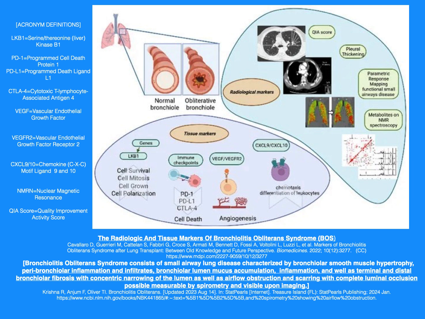The radiologic and tissue markers of bronchiolitis obliterans syndrome. Bronchiolitis obliterans syndrome consists of small airway lung disease characterized by bronchiolar smooth muscle hypertrophy, peribronchiolar inflammation and infiltrates, bronchiolar lumen mucus accumulation, inflammation, as well as terminal and distal bronchiolar fibrosis, with concentric narrowing of the lumen, as well as airflow obstruction and scarring with complete luminal occlusion, possibly measurable by spirometry and visible upon imaging.